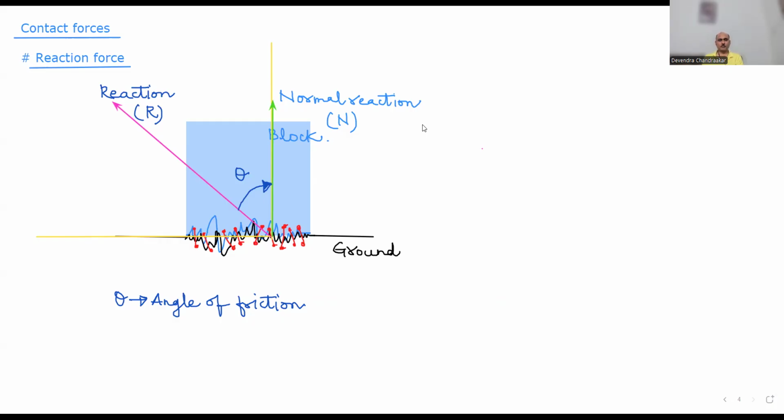Now the next one will be the horizontal component of reaction, this orange vector. This is friction, small f, right? There is an entire chapter on it.